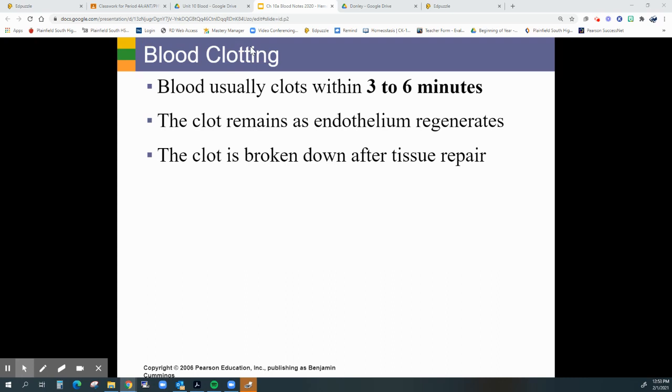So blood clotting, or the process of hemostasis, usually takes place within about 3 to 6 minutes in normal, healthy people. If it does not take place in that time, then we wonder if somebody's got some sort of an issue or a clotting factor problem. The clot is going to stay in place until we can regenerate some of that endothelial tissue that will eventually seal over that area. Once that has happened, the blood clot is broken down and reabsorbed by the body.